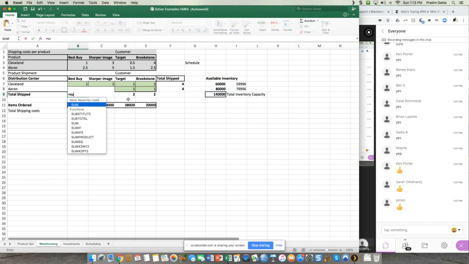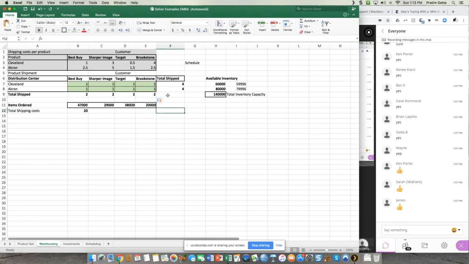So it's equal to the sum of this and that, which is B7 and B8. So you've got 2, and we can easily run that through. So right now we know if we're just shipping one from each warehouse, total we are shipping from the warehouses 4, and the total items that are being received, I shouldn't say total shipped, should be total received.